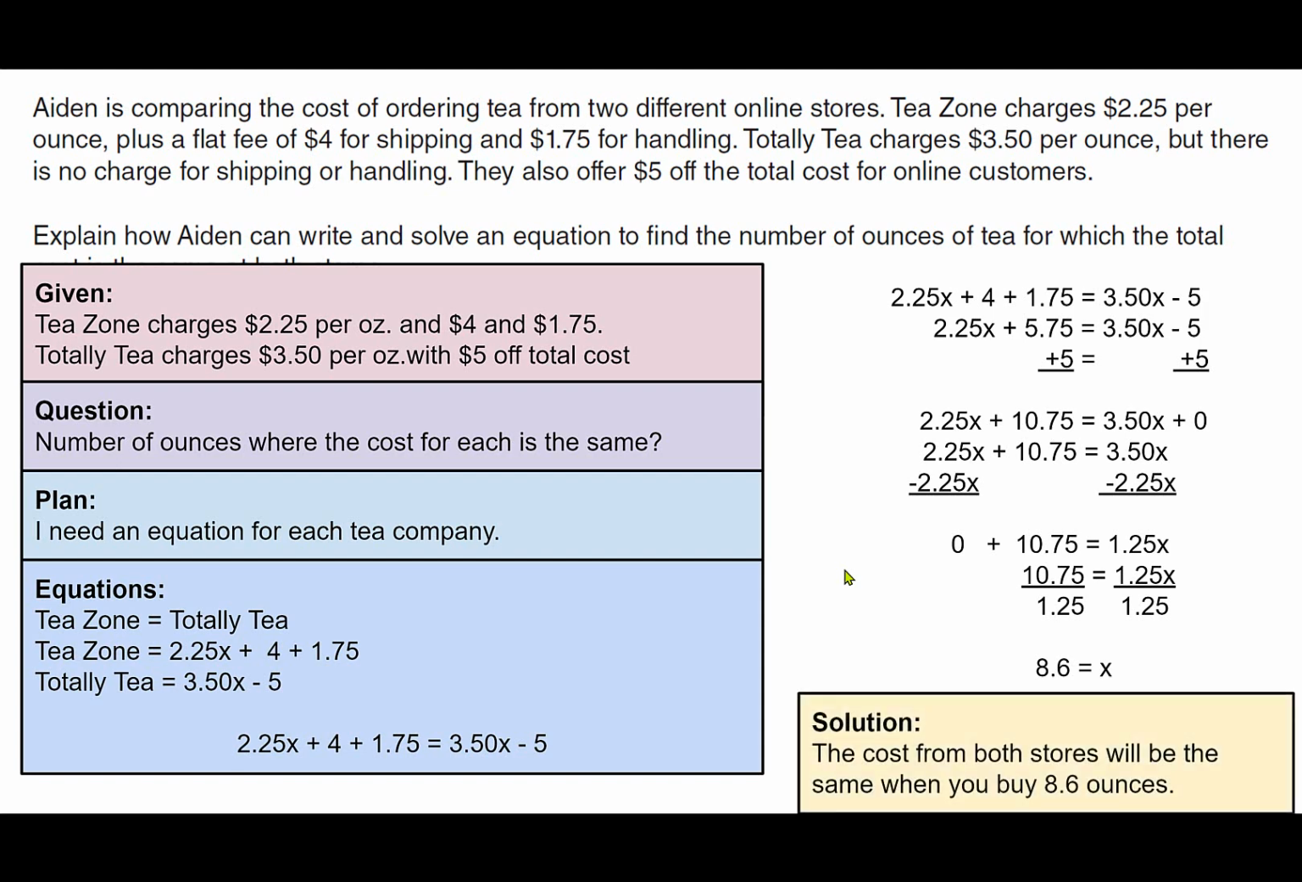The cost for both stores will be the same when you buy 8.6 ounces. So now Aiden just has to decide, is he going to need 8.6 ounces, more, less? That's a problem for Aiden.